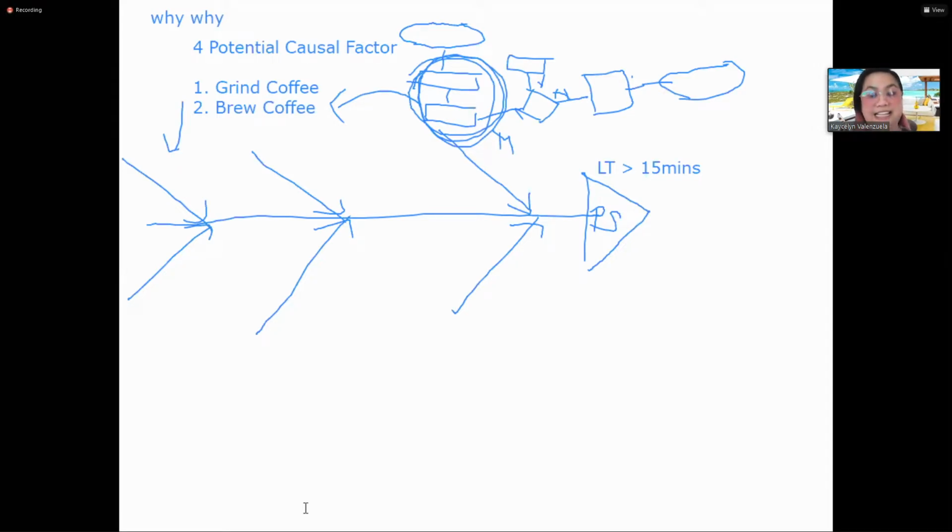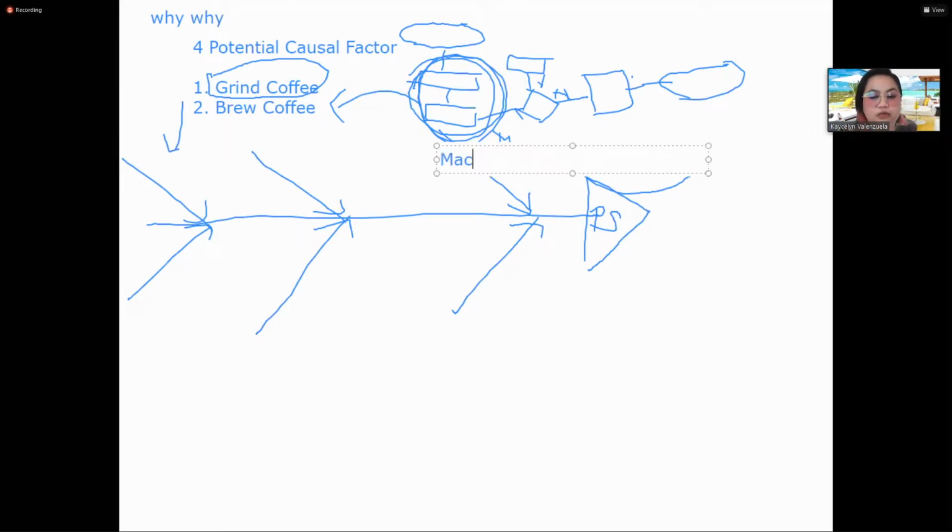So, ang guide natin in the analyze phase, itong galing sa measure, yung grind coffee and brew coffee. So, kapag nag-fishbone kayo, lead time is greater than 15 minutes. Ang babasihan mo ngayon yung potential causal factor para maging focused yung analysis mo. Sa grind coffee, okay, ano kayang factor ang naging dahilan kung bakit yung lead time ay nag-exceed sa 15 minutes?